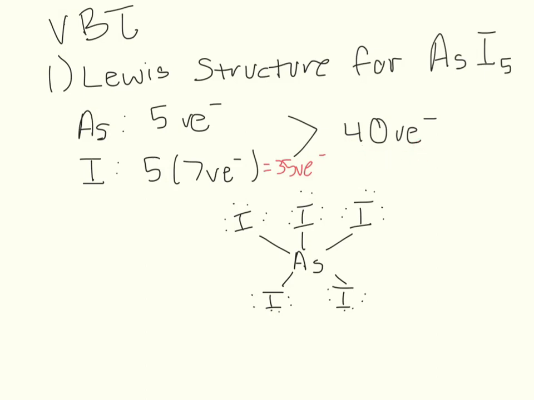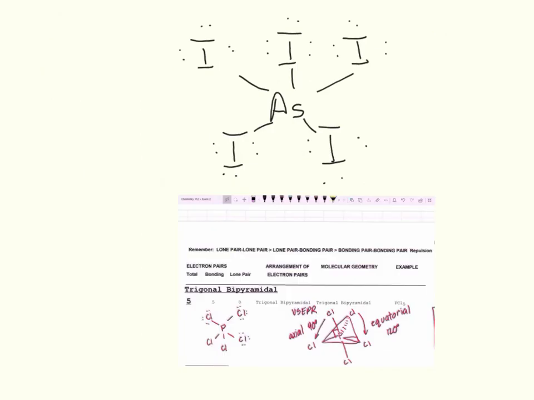And below this is the Lewis dot structure for arsenic 5 iodide. Okay, now I want to move on to a different page with the drawing of the Lewis dot structure to determine the molecular geometry. Now here's a bigger picture of the Lewis dot structure.